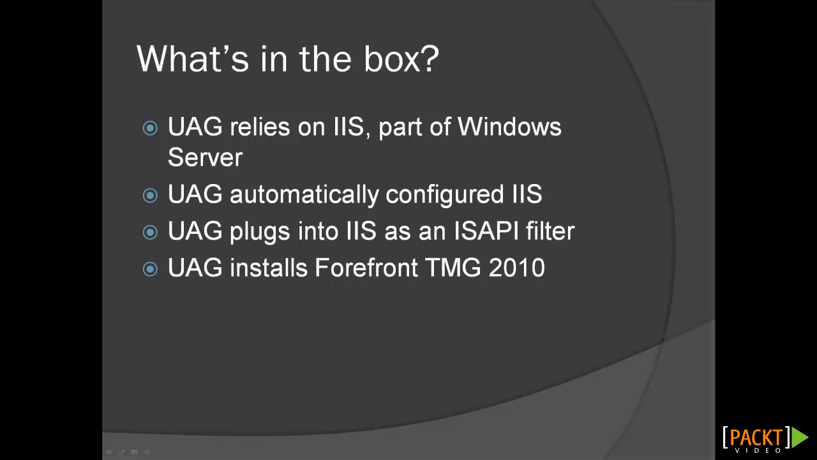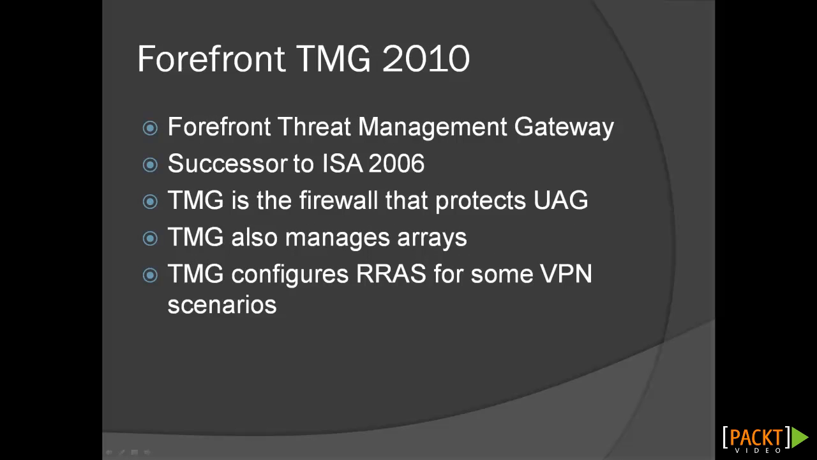UAG itself includes, besides the ISAPI filter that plugs into IIS, the UAG Management Console, and several services. UAG also installs Forefront Threat Management Gateway 2010, usually referred to as TMG. TMG is Microsoft's enterprise-class firewall and proxy server, and is the successor to the very popular ISA server. TMG serves as the frontline firewall and provides protection to the UAG server with its powerful stateful packet inspection engine. TMG is also a key component in some of UAG's functionality.